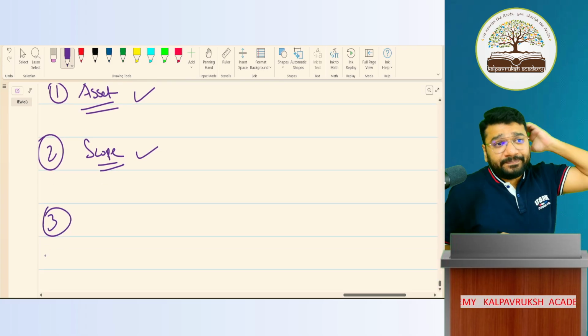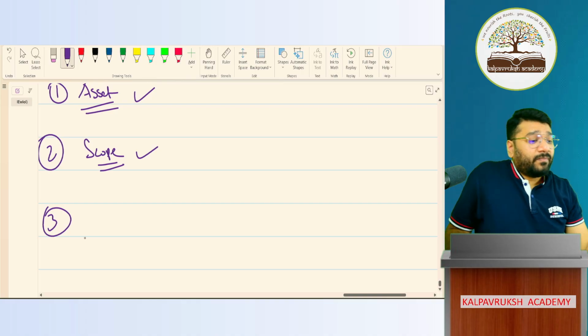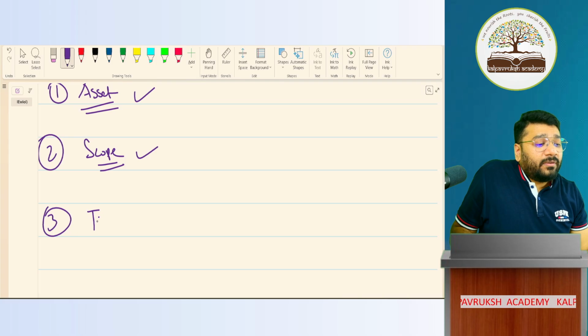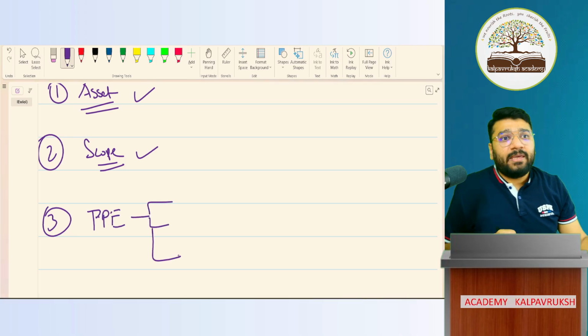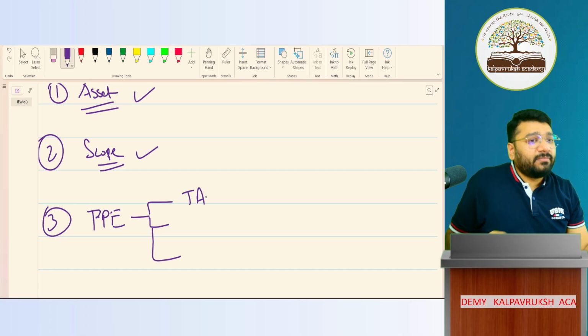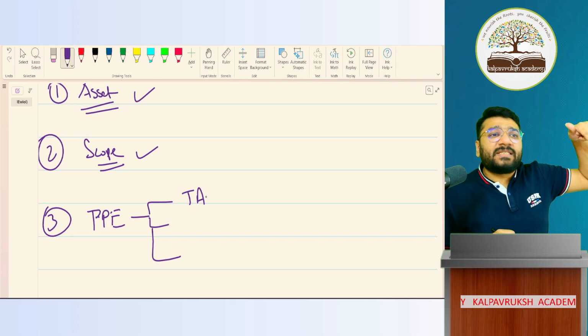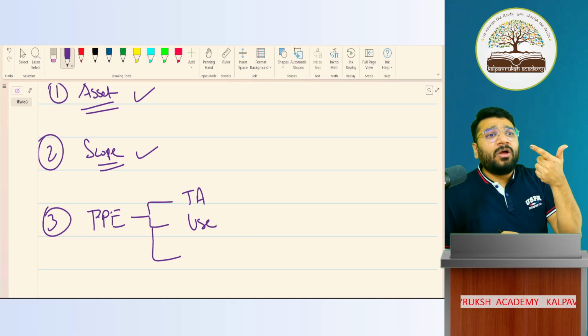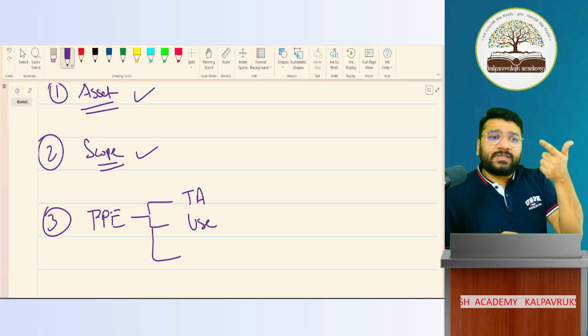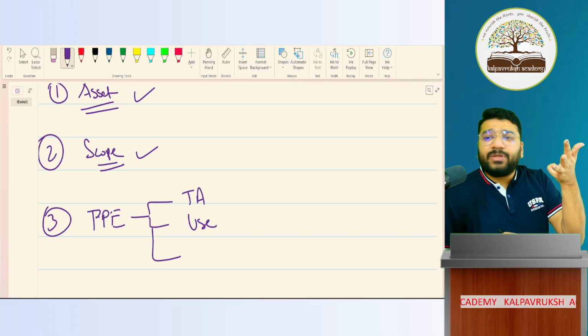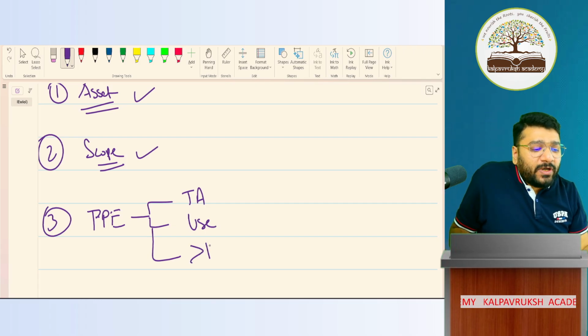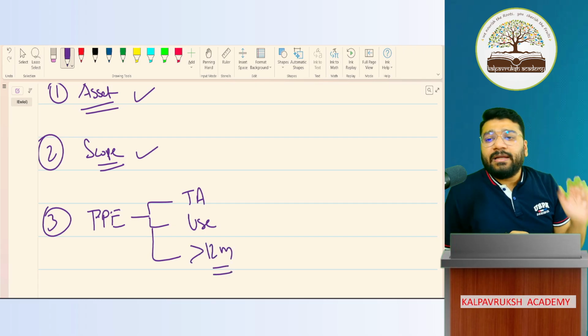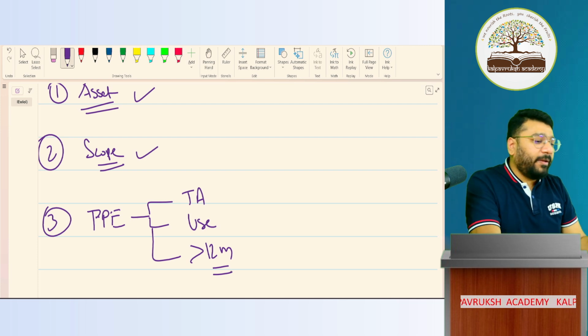Next, what do we see? The meaning of PPE. What is the condition of becoming PPE? It should be a tangible asset. Are the railway sidings and road tangible? Can I touch it? Yes. I'm using it for production or supply of goods, services, rental purpose and administrative purpose. Yes. I'm going to use it for more than 12 months. All three conditions are satisfied, hence it is PPE.